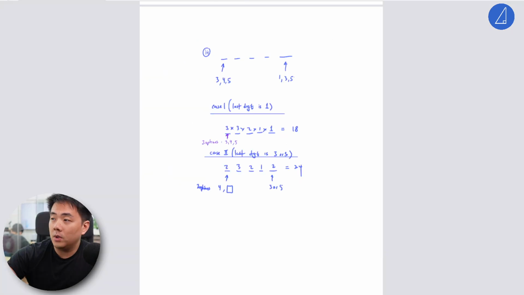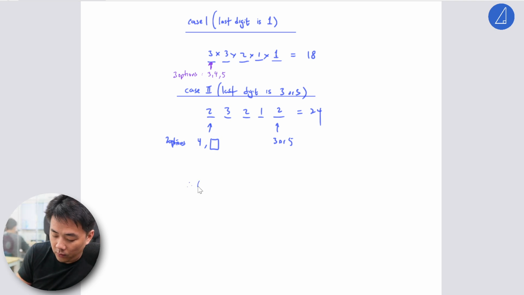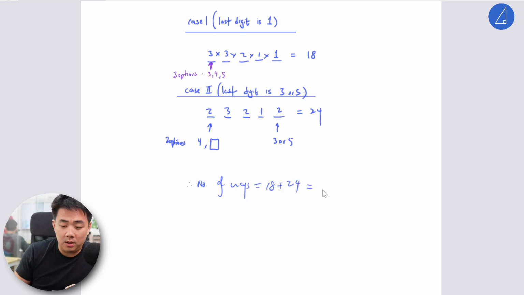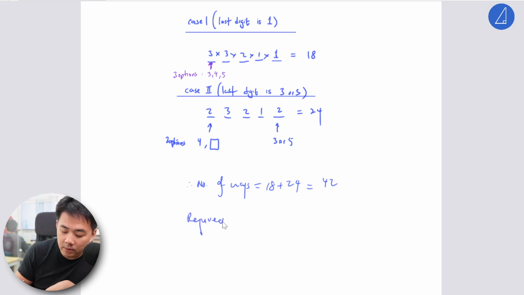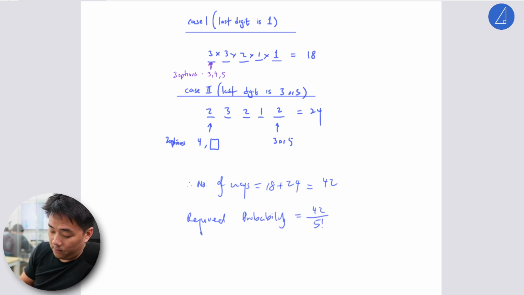There's 24. So the total number of ways will be 18 plus 24, which is 42. So for the required probability, we just divide by 5 factorial. That will be 7 in 20. Okay, so that's how I do this question.